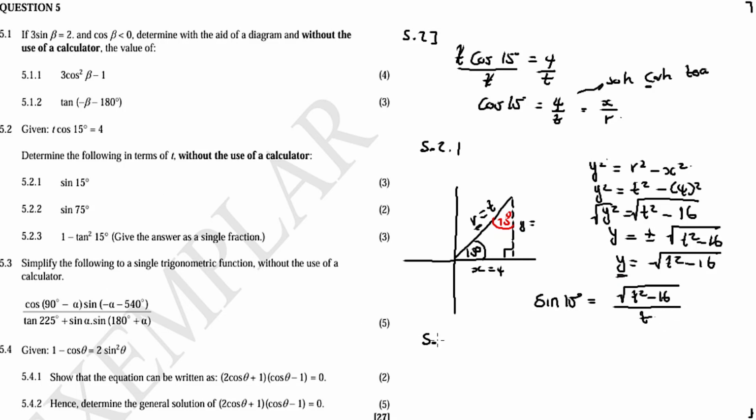Then we go to 5.2.2, where we have sine 75 degrees. Here the 75 shows that it helps to also calculate the third angle. So sine is always opposite over hypotenuse. So opposite is x, over hypotenuse, which is t. So it's going to be 4 over t. Alright, so 5.2.3 for 3 marks, but we must give the answer as a single fraction.